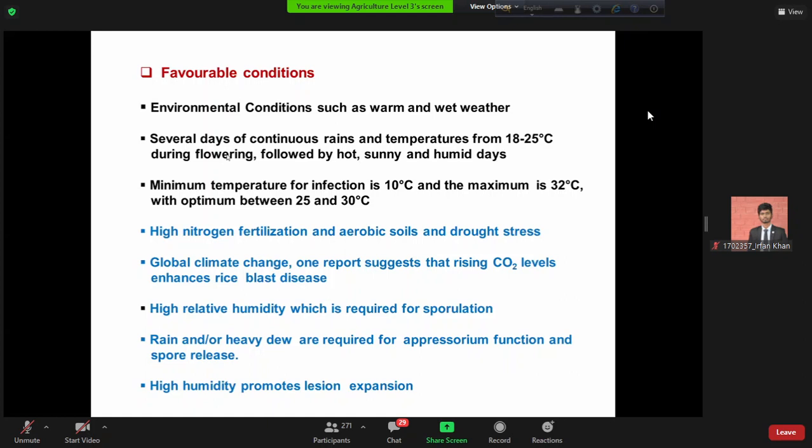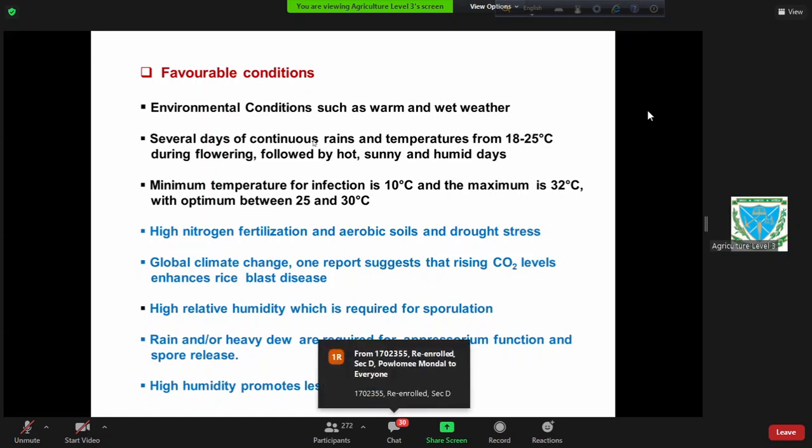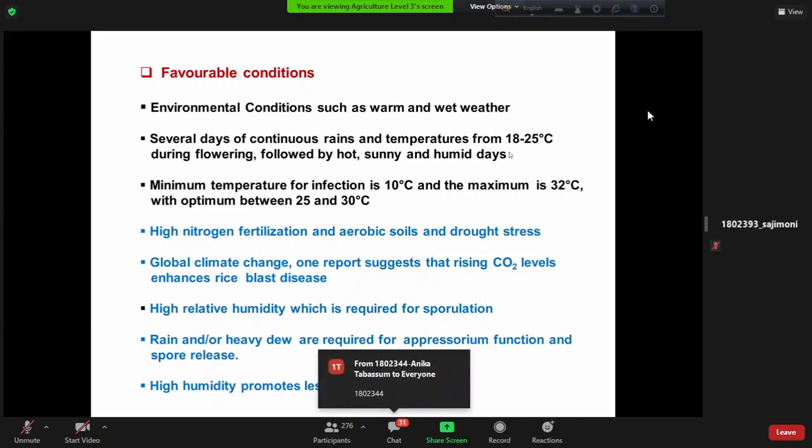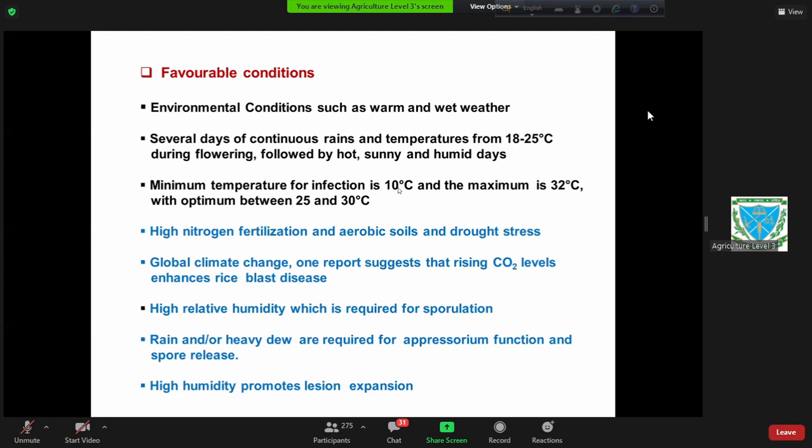When blooming happens, when the flowers come out, right at that time, if it rains for a few days in February, early or mid-February or late, and it is followed by hot, sunny and humid days, these factors collectively enhance the infection by the MoT pathogen. And usually reports say that the minimum temperature is 10 degrees centigrade and the maximum is 32 degrees centigrade, but the optimum is 25 to 30 degrees centigrade for infection. So these are the weather or environmental conditions that can induce the epidemic development of the disease.